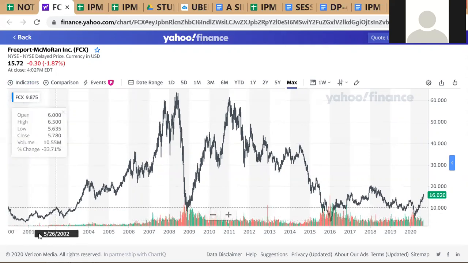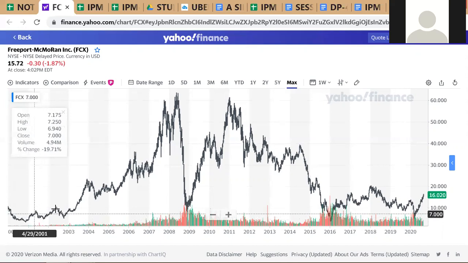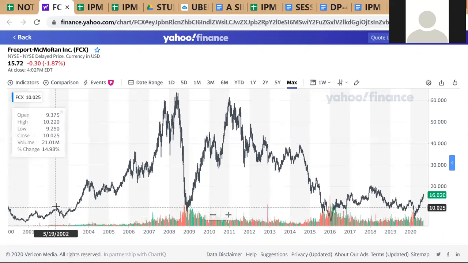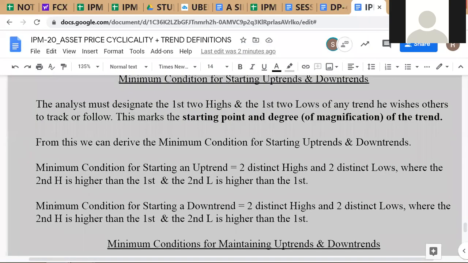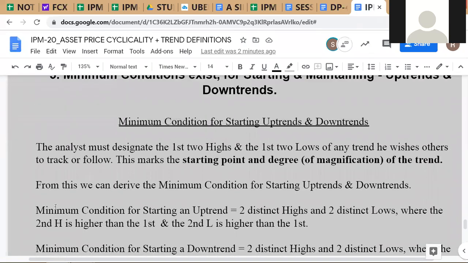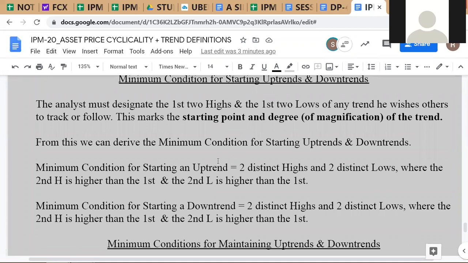So what we are saying here is that in order to have an uptrend, all we need is higher highs and higher lows. So all we need is 2 lows, where the second low is higher than the first low, and 2 highs, where the second high is higher than the previous high. Okay, that's all we are saying. So this is where we are talking about minimum conditions for starting uptrends. Minimum condition for starting an uptrend.